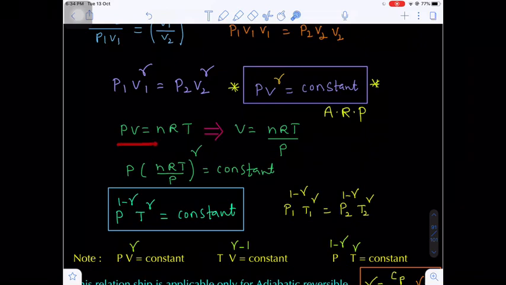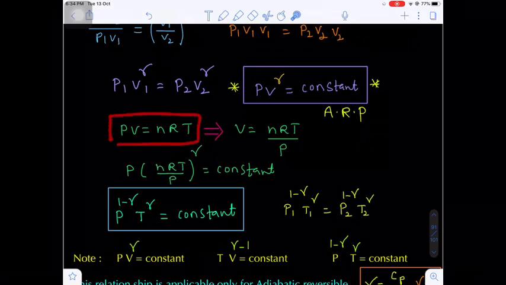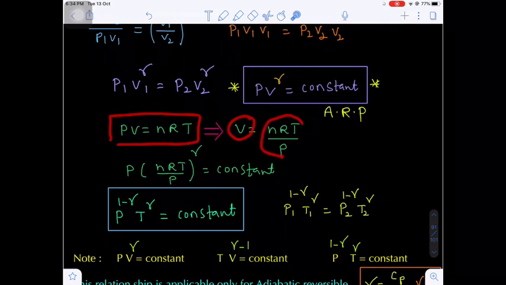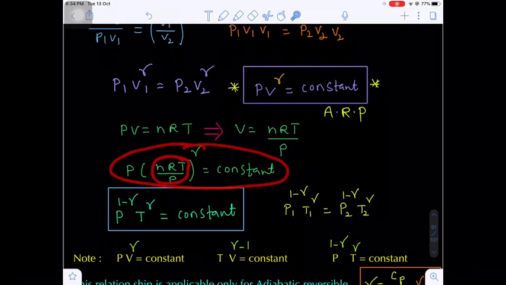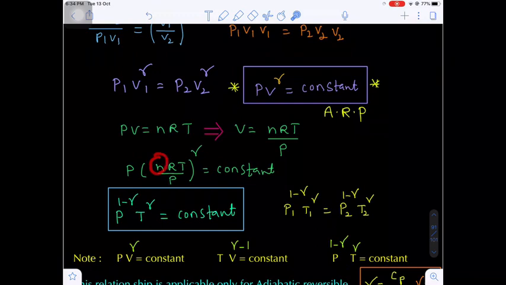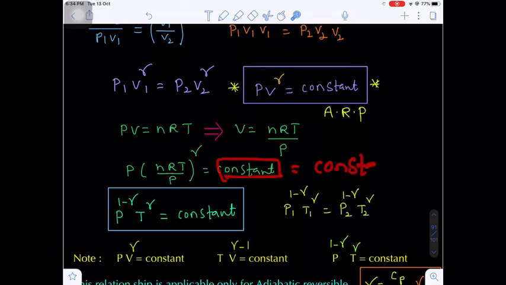Okay. Now we know from the ideal gas equation that PV is equal to nRT. Here, volume will be equal to nRT by P. Instead of PV to the power gamma is equal to constant, instead of volume, shall we write nRT by P? Yes. Now here you see the number of moles is constant, R is also constant. So bring the constant towards the denominator, and again you will get another constant. So that's why I am writing only constant.